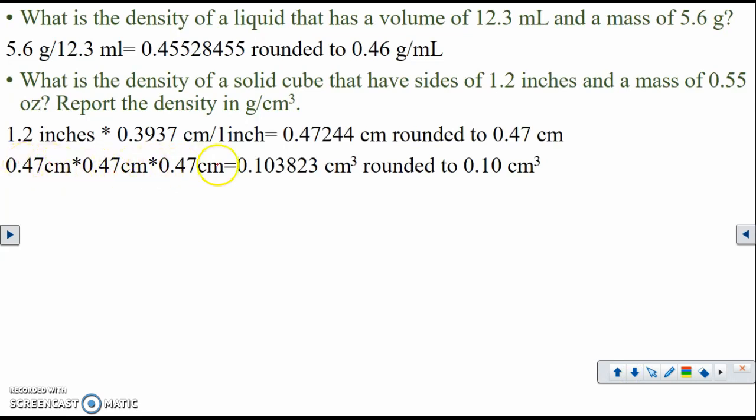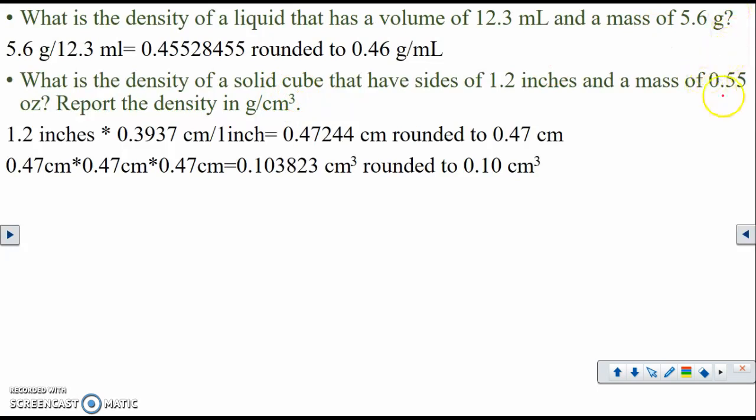Now we're going to multiply all 3 sides together because the volume of a cube is length times width times height, which happens to be the same. So we multiply 0.47 times 0.47 times 0.47. If you have a calculator, you just take 0.47 raised to the 3rd power. This gives you the volume of the cube, 0.10 cubic centimeters, or cc. Why do I have 2 significant figures? So right now we have the unit of volume on the bottom. So we have figured out this unit.